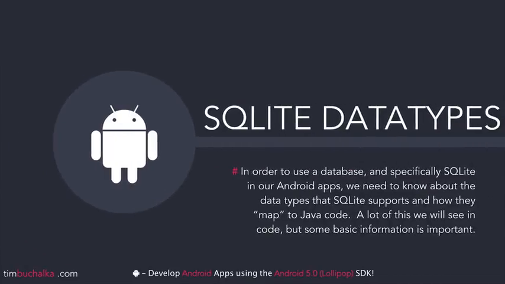Let's have a bit of a discussion about SQLite data types. Now, a database stores data, which we've talked about in previous videos, but we need to know what the breakdown is: the data types, the type of data that SQLite can save and record, but also how that maps back to Java code.